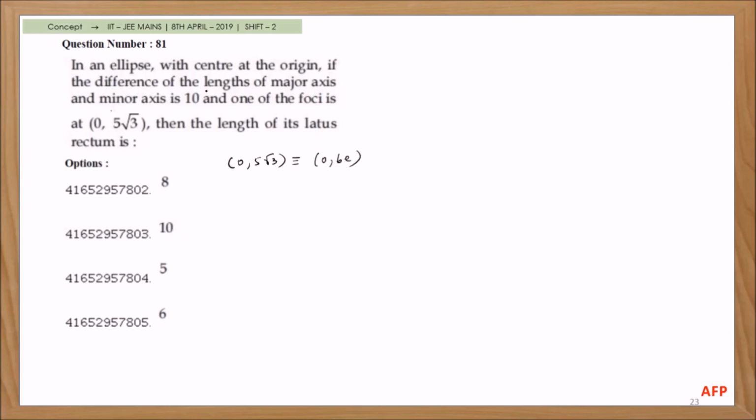Next, the difference of the length of the major axis and minor axis. One more part is given. So 2 times b minus 2 times a, length of major axis minus the minor axis, is 10. So this implies b minus a is equal to 5. This is the one equation we got here.